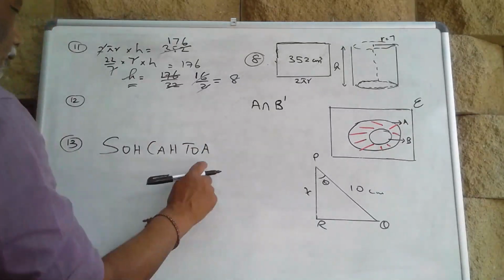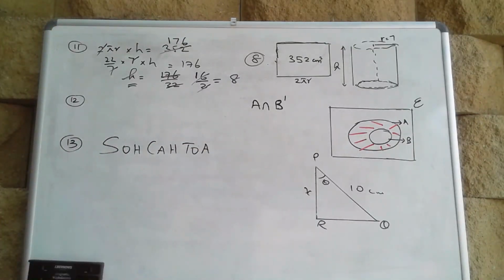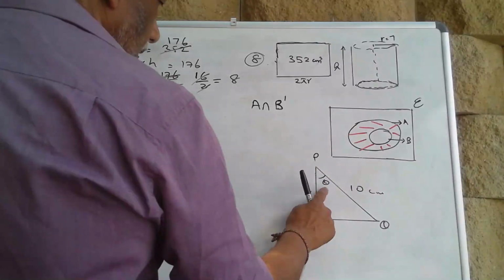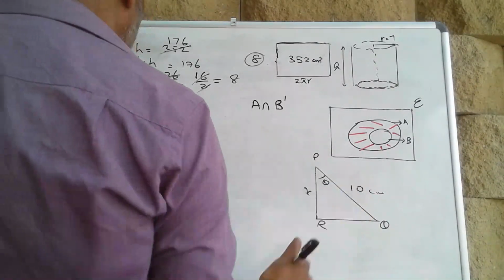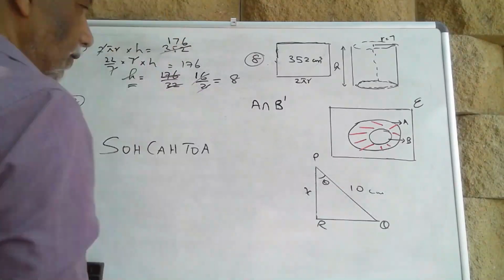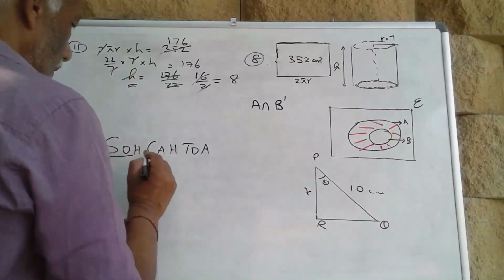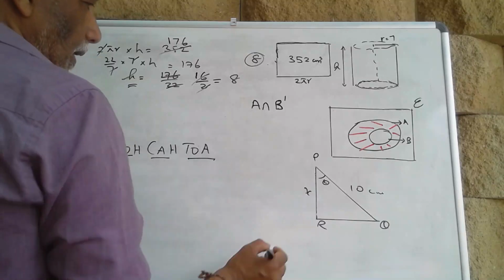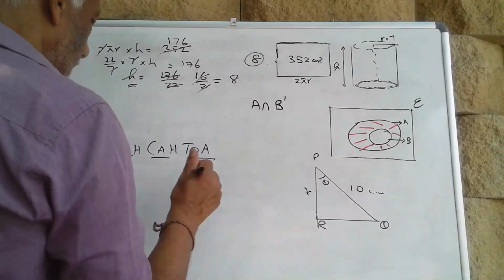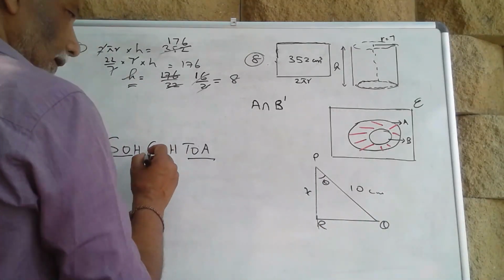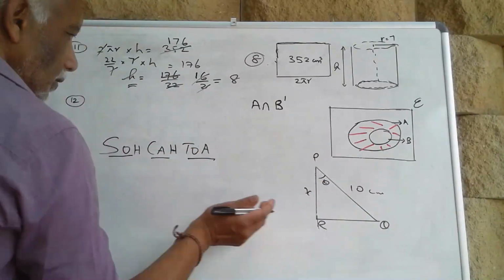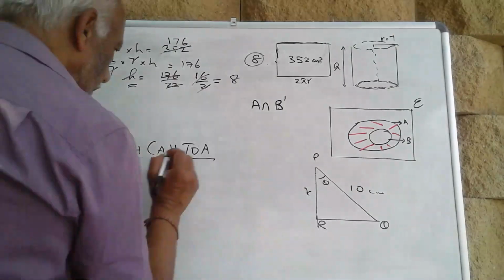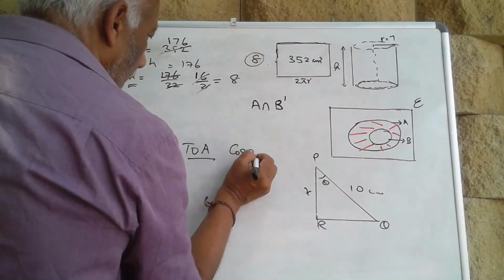SOHCAHTOA, they call it. So now we have to relate this angle and this one side, and the other one is the hypotenuse. This is the hypotenuse. So we have to look at which one. But this is the adjacent side, so definitely that's going to be one of these. Yeah, that one, and the hypotenuse is that one. So definitely that's going to be cos theta. Therefore, cos theta is given in this question as 0.4.